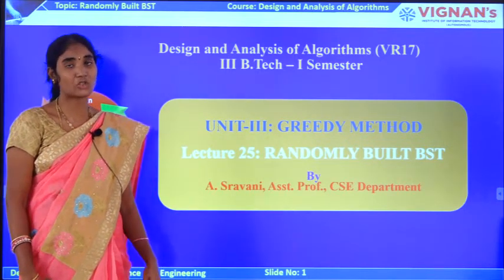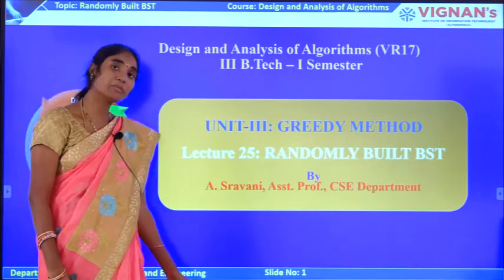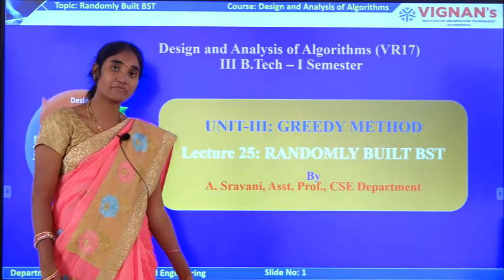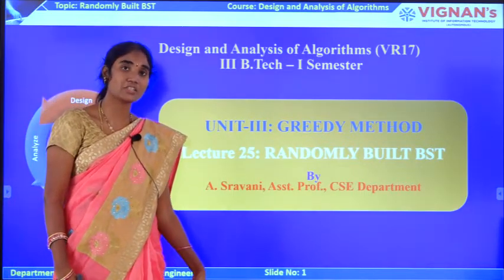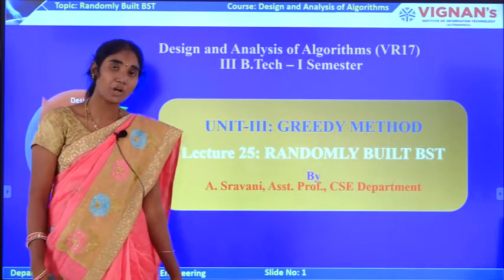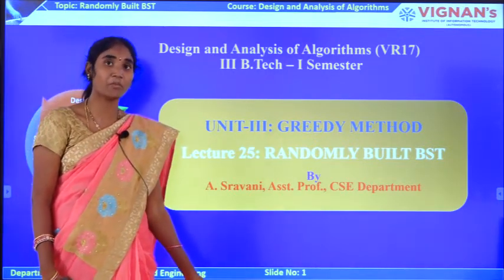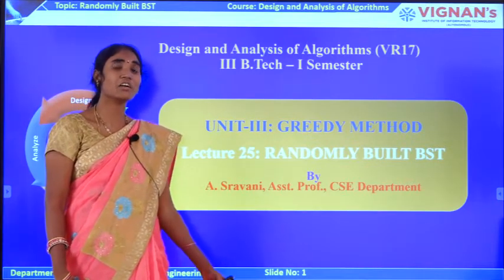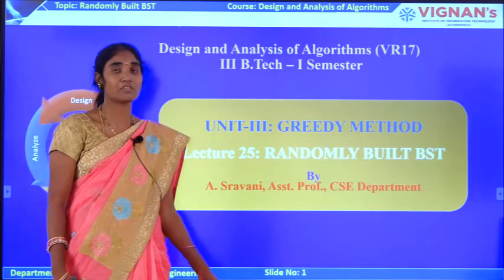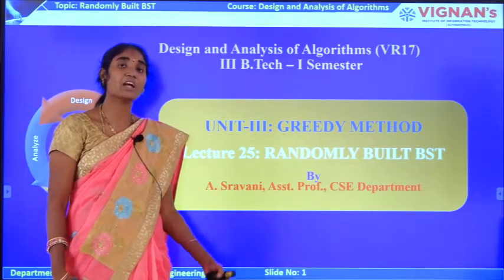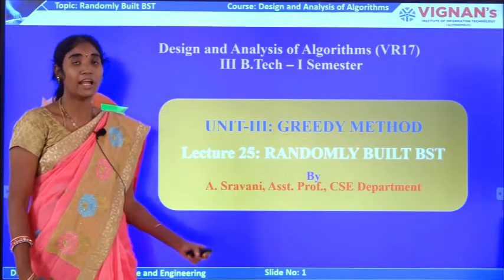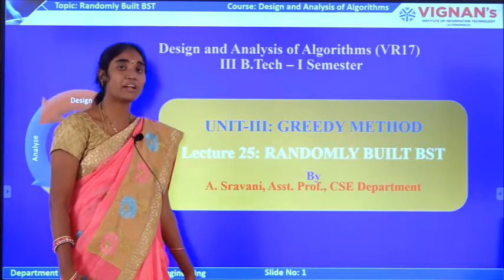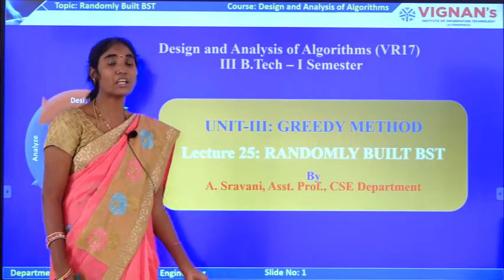Today we are having the last topic from your third unit, which is randomly built binary search trees. Till now you have seen what is meant by the greedy method, and also several applications involved with it, like job sequencing with deadlines and the knapsack problem. After that you come to probability and randomized algorithms. Under that you have seen the hiring problem and randomized quicksort, and this is one more topic which uses the randomization concept, randomly built binary search trees. Now we will see it in detail.